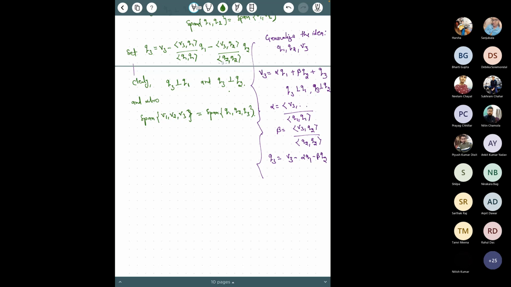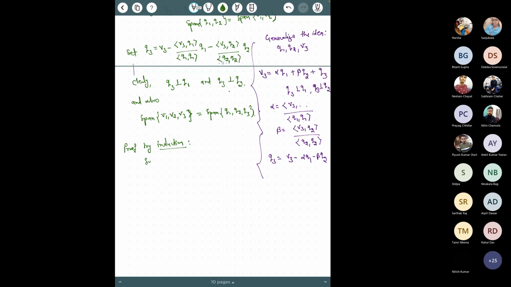So is the idea clear up to this? If I give you three vectors v1, v2, v3, can you construct three orthogonal vectors? The same idea you can use to generate the fourth vector, the next vector, that is q4. Instead of asking this question for three vectors, you can ask it for q1, q2, q3 and v4. Use the same idea and you will get this. In fact, you can prove it for any finite set of vectors. So you can prove it by induction.